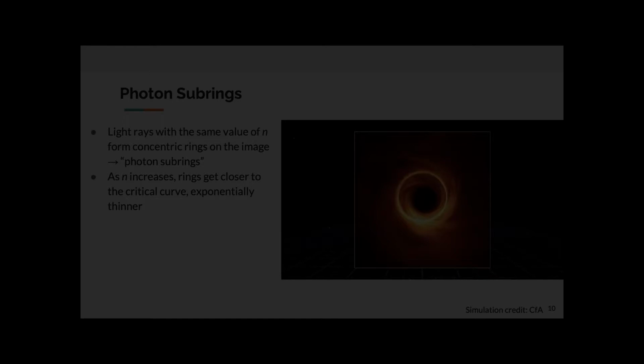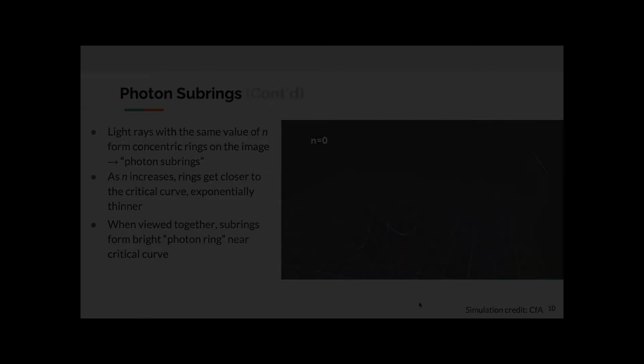So we see that for higher order subrings, they'll get compressed into a smaller region of the sky that's closer and closer to the critical curve. And so when viewed together and we stack all of these contributions on top of each other, we see a bright photon ring shown here that forms near the critical curve. This tells us that an image can actually be decomposed into flux contributions from each subring, and then we can stack these contributions back together to reproduce the full image.